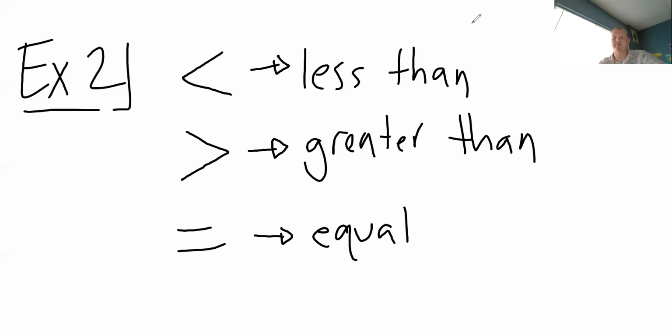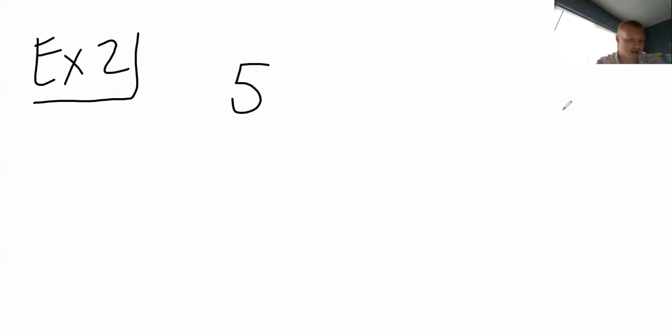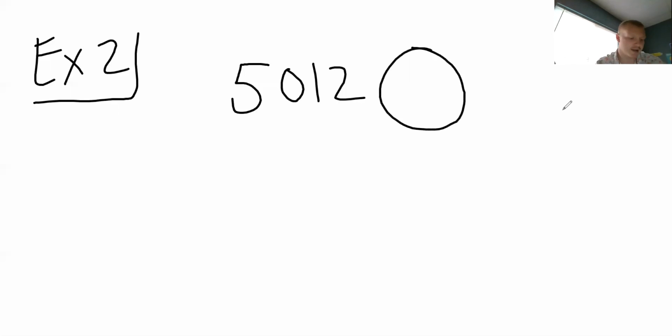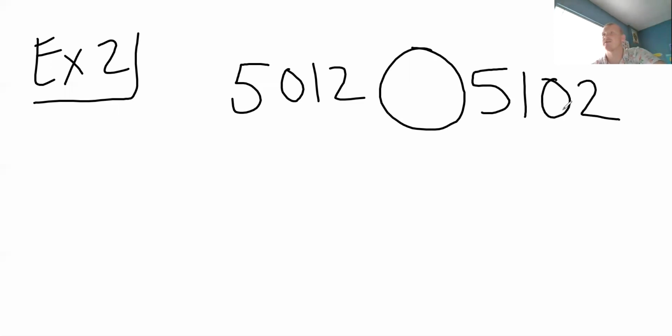So let me show you why. In this example, example 2, we have 5,012. My circle is where I'm going to put my greater than, equal to, or less than sign. And I have 5,102. So am I going to have a greater than, less than, or equal to sign? Yeah, Brady? Where is it going to go towards? Yep. So what this statement says is 5,012 is less than 5,102.